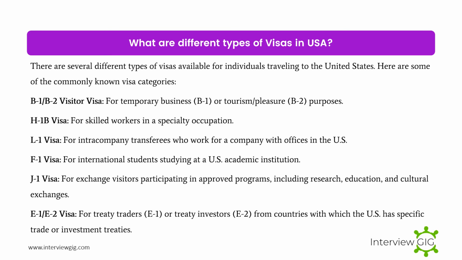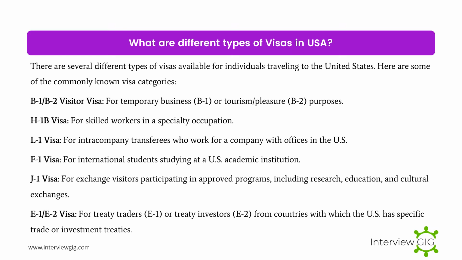What are different types of visas in the USA? There are several different types of visas available for individuals traveling to the United States. Here are some of the commonly known visa categories. B1/B2 Visitor Visa, for temporary business, B1, or tourism and pleasure, B2, purposes. H1B Visa, for skilled workers in a specialty occupation. L1 Visa, for intracompany transferees who work for a company with offices in the US.